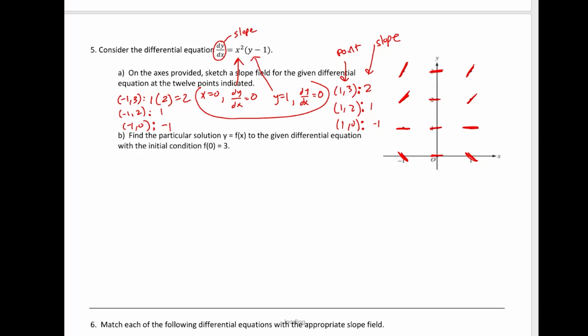All right, so yeah, your slope field should have looked something like that. Part B says find the particular solution given that f of 0 is 3. So we'll solve this just like the last one. Start with dy dx equals x squared times y minus 1. Then we'll divide both sides by y minus 1, and hopefully you see that we are going to have to do a u substitution on that one, but luckily not on the right-hand side.